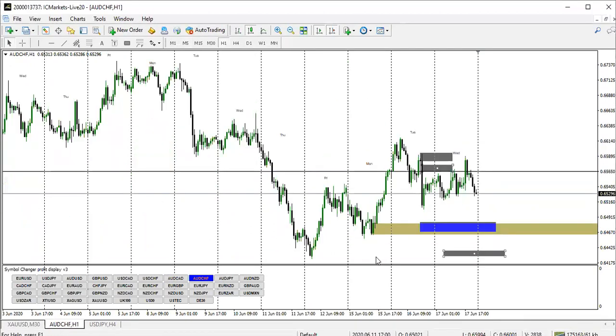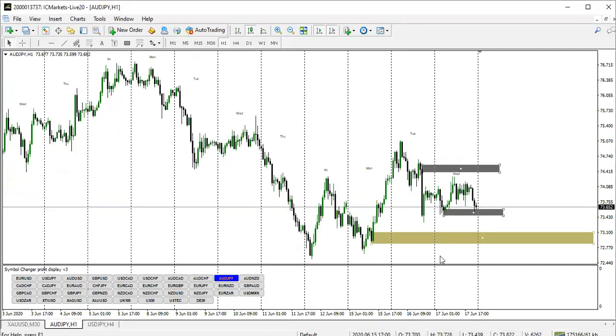For AUD, this was the zone that we marked, the first zone and the second zone. That's the zone that we marked. The first zone was responded to, and the second zone was also responded to. So for AUDJPY, this market did not get to our IP zone. I mean, our rejection zone. This market did not get to our rejection zone, but we can see it responding to this.